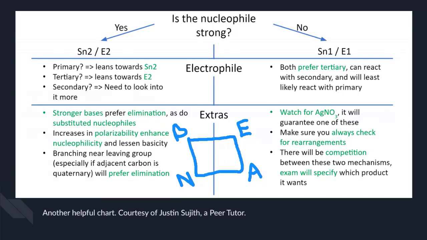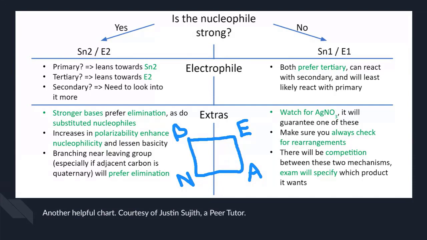So going over to the other side, where we do not have a strong nucleophile and we want to do SN1 or E1, both of these prefer tertiary and they can react with secondary, but they will not likely react with primary. One special thing to note is if you see silver nitrate, it will guarantee you one of these, and I would say it's almost always SN1 as well. I always associate silver nitrate with SN1. With these, you always have to check for rearrangements because they both have a carbocation intermediate.